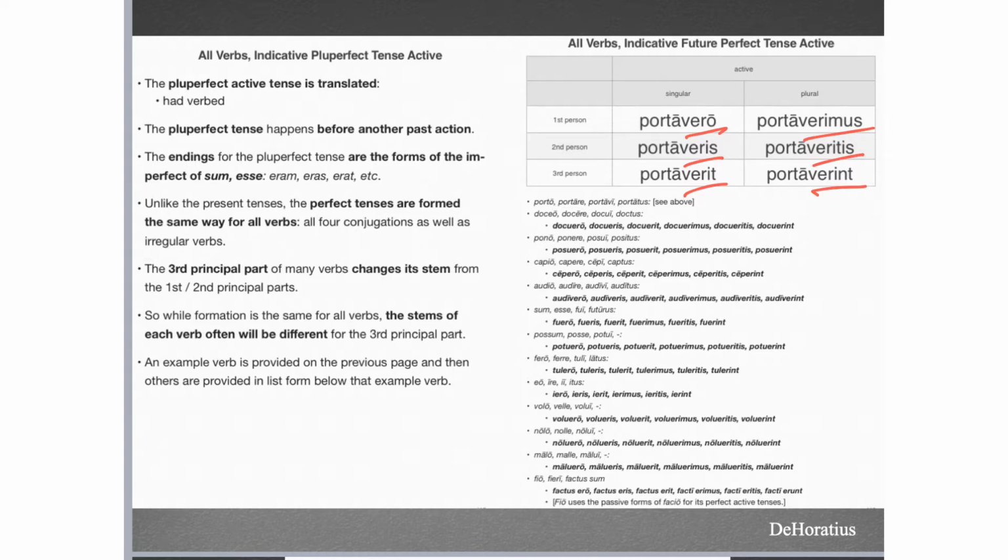The future perfect is translated will have, and it indicates a future action before another future action. So by tomorrow night, I will have studied for 5 hours. There's that will have. Studying is in the future, but tomorrow night is more in the future, and that's why it's the future perfect. Same formation we've talked about, perfect stem plus the endings, and then here are all your verbs done out in the future perfect.